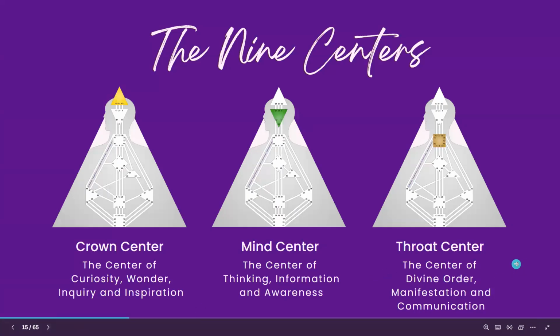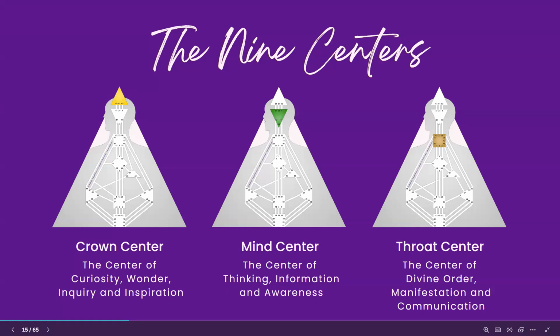Okay, so just a little brief run through of each of the 9 centers, and then we'll go a little more in depth. But at the top of the body graph is the crown center. So this is the center of curiosity, wonder, inquiry, and inspiration. And the next center that's down, it's got the shape that's pointing down, and it's green, the green triangle. And this is the mind center, and it's the center of thinking, information, and awareness.